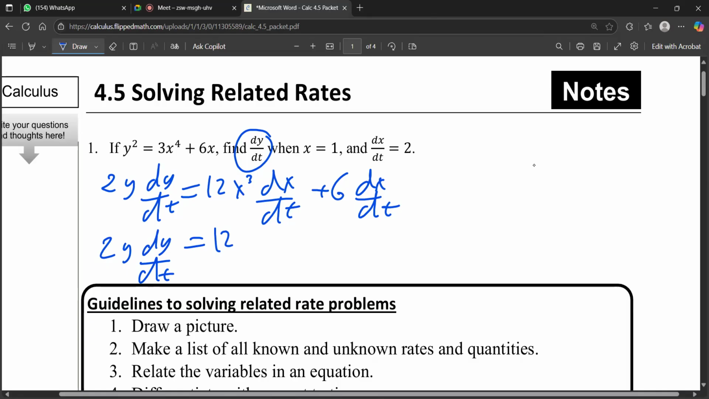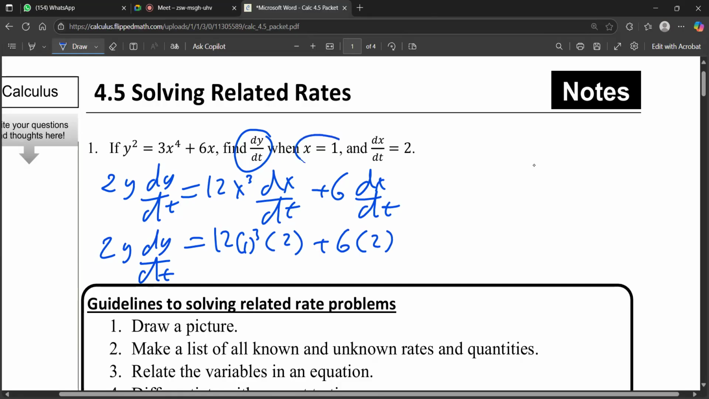X will be 1 to the power 3. dx/dt will be 2 plus 6 dx/dt. So 6 times 2. But here we have a problem. We don't know y or dy/dt. So how can we solve that?